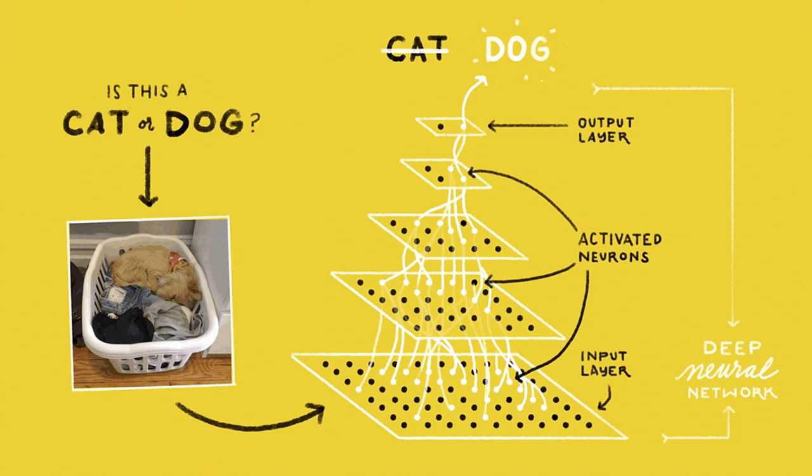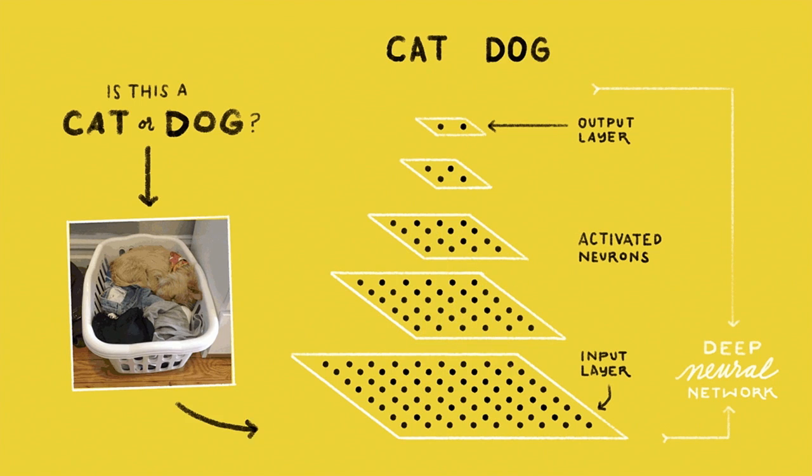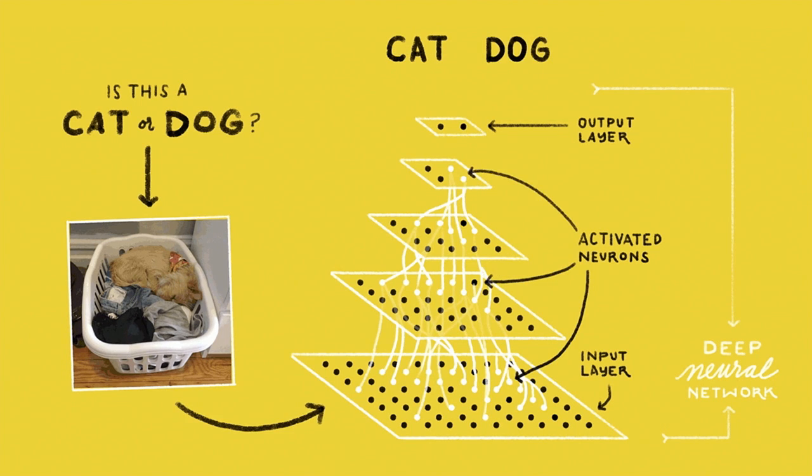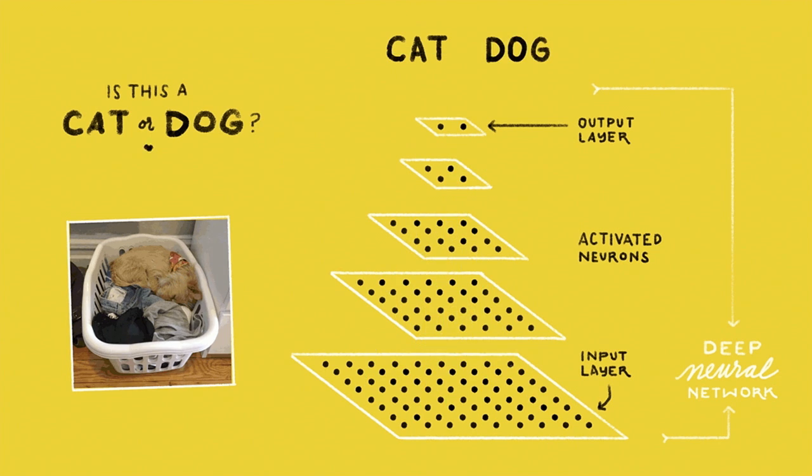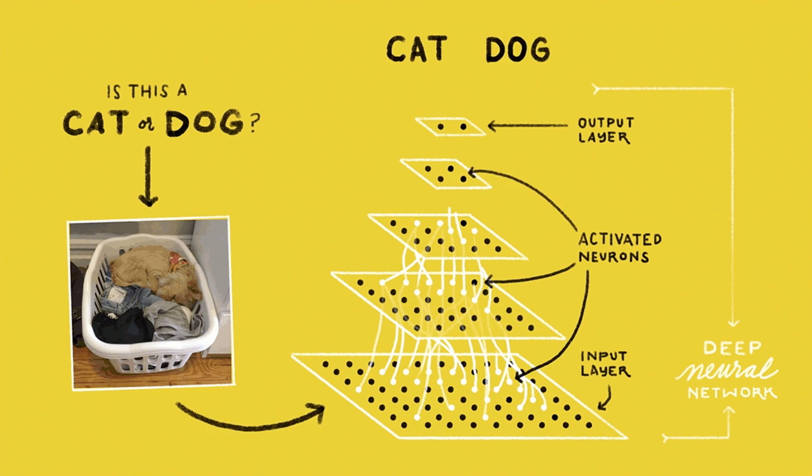So what we have here is a diagram of a typical deep neural network. We can think of the input to this network as pixels, and the output is going to be a prediction. The layers throughout the network are looking for certain features in the image. They're looking for maybe the shape of the ears, the eyes, or the nose. And the output is a prediction, or a classification, as either a cat or a dog.